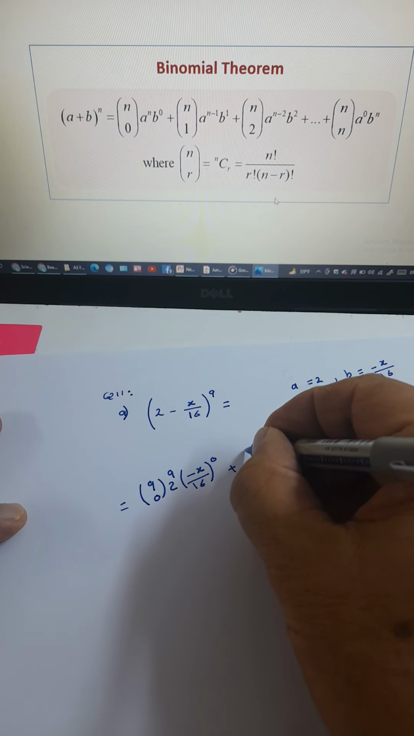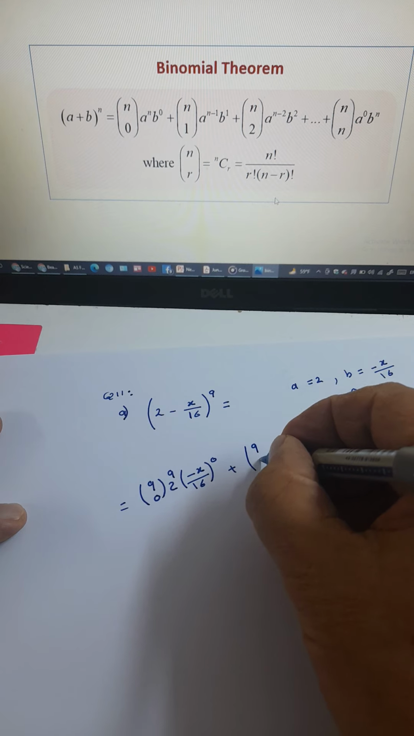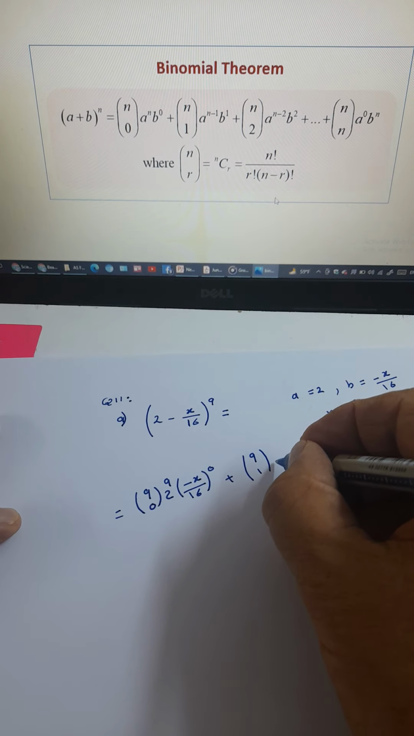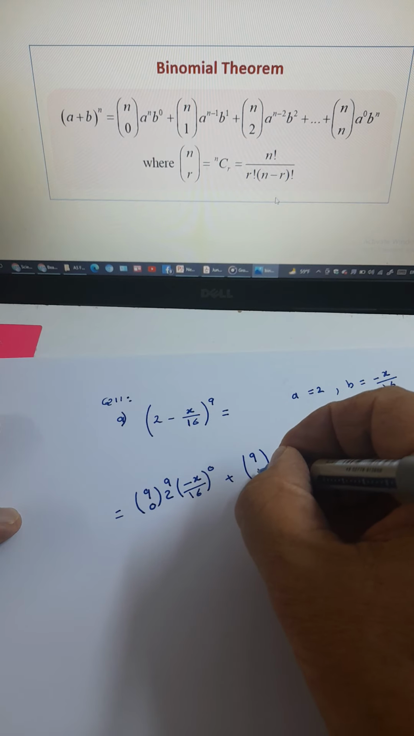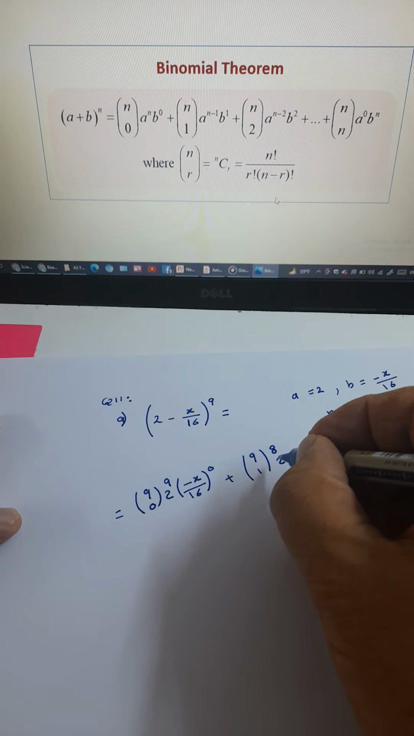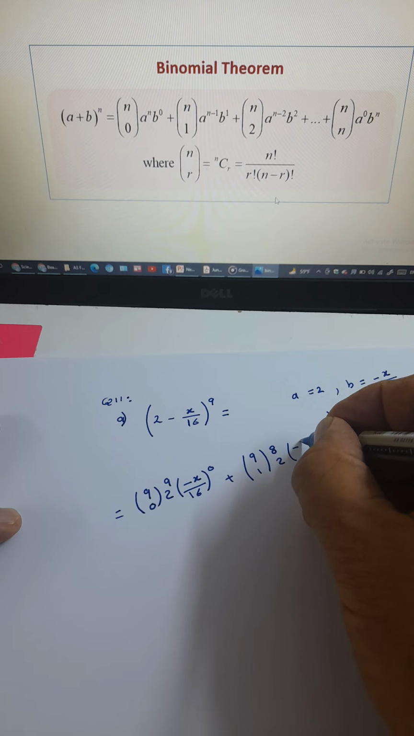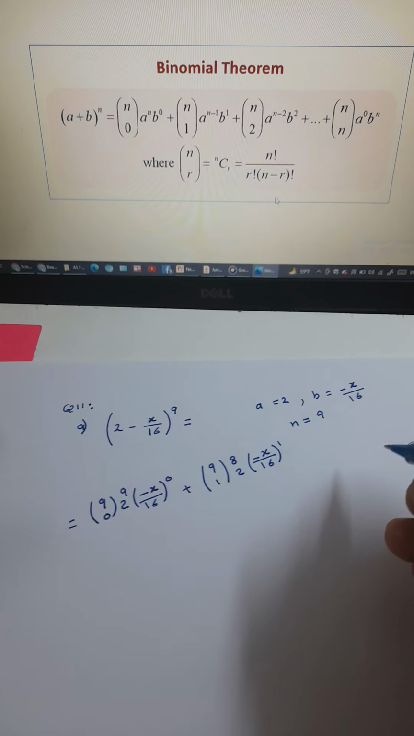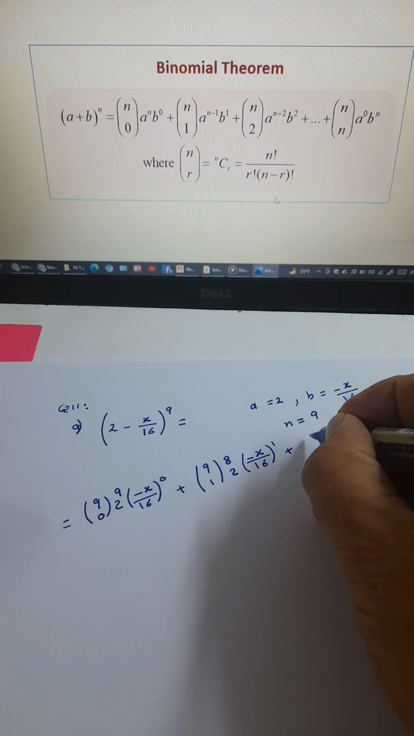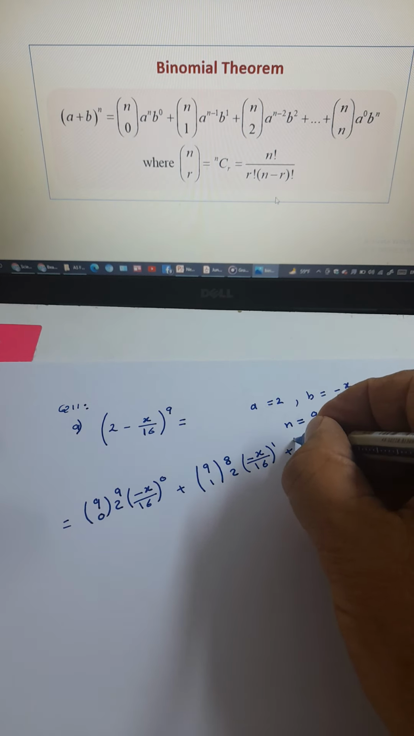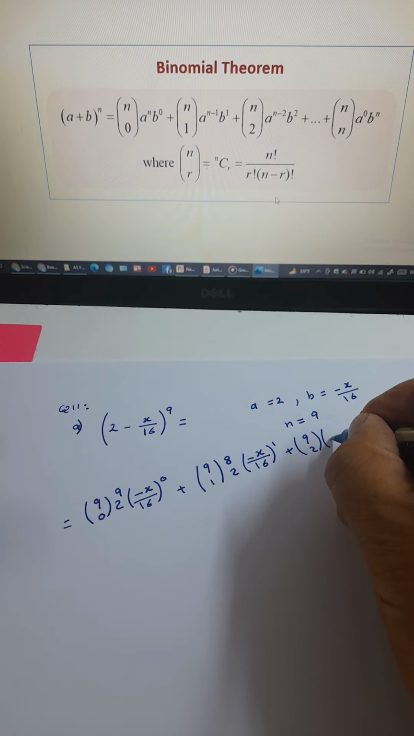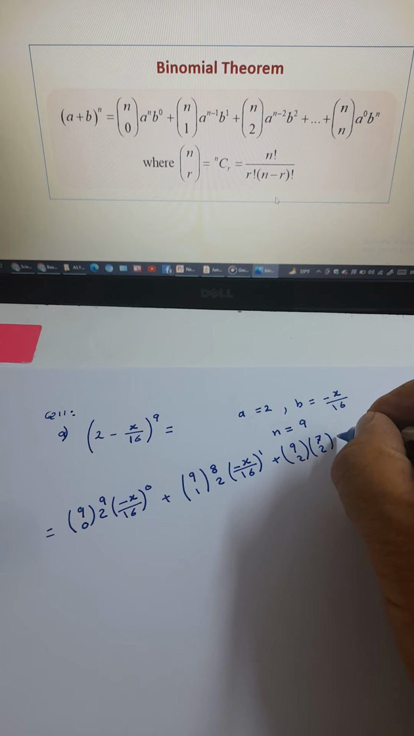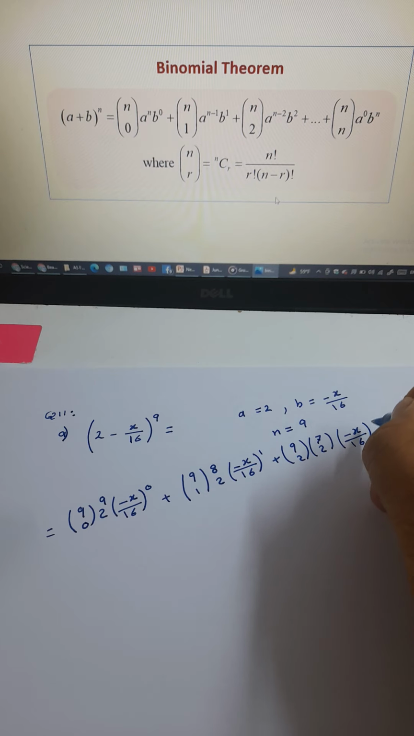Plus 9 over 1, 2 to the power 9 minus 1, which is 8, times minus x over 16 to the power 1, plus 9 over 2, 2 to the power 9 minus 2, 7, times minus x over 16 squared.